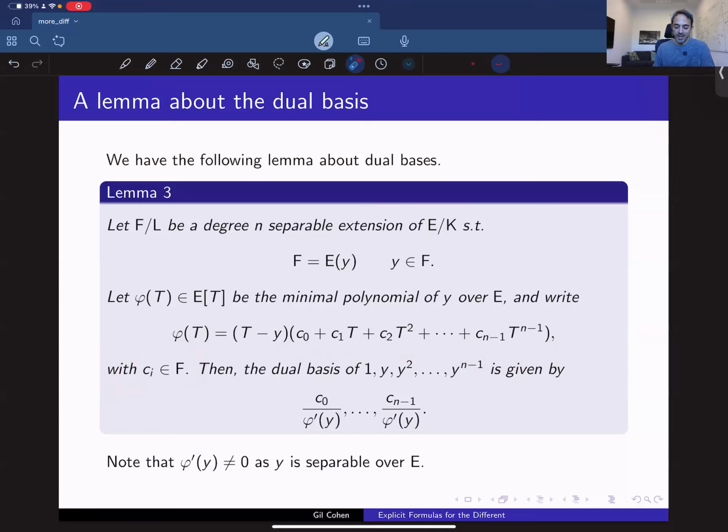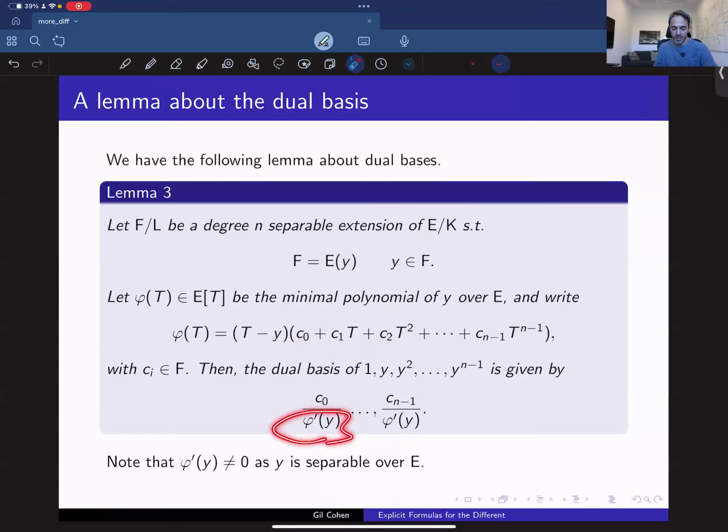Then what this lemma tells you is that you can actually express the dual basis, which was somewhat abstract, in terms of those c_i and y. So it turns out that the dual basis, and recall the sequence is important, the order is important, the ith element there is c_i over phi prime of y. Okay, so it's maybe unexpected a little bit, but it turns out that these coefficients are really important, and also phi prime of y.